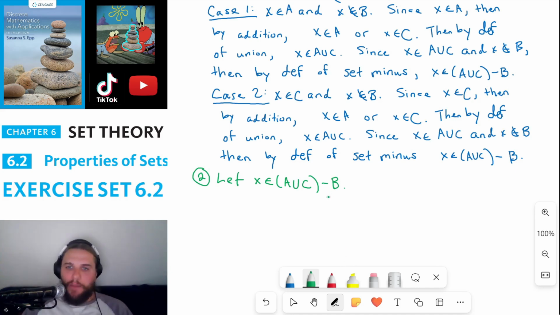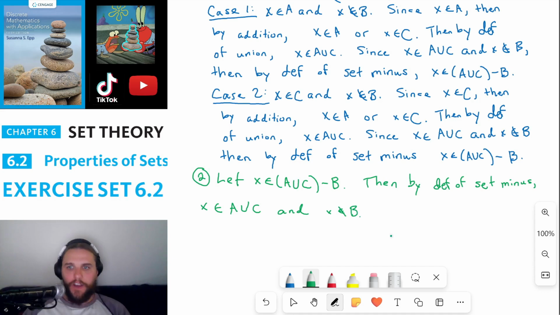Now we want to unpack the last operation done in this expression here, which I know that a lot of you will want to start with this union because PEMDAS tells you to start with parentheses, but we actually have to unpack the set minus first. So then by definition of set minus, X is an element of A union C and X is not an element of B.